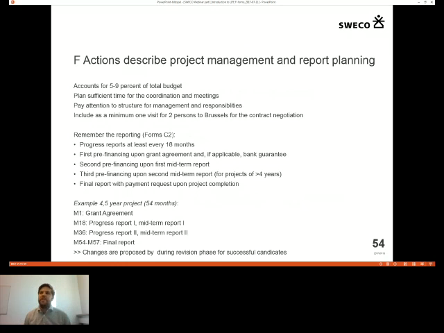F actions, project management and reporting planning. There is not too much to say. A very common question is how many percent of the total budget should be allocated for project management activities. And this is different for different programs. It is usually between 5 to 9% in LIFE. It depends on how many partners you have, how complex actions you have, and so on. But no more than 10% should be required for carrying out the project in a good way, even if you subcontract a consultant for helping with reporting and so on.